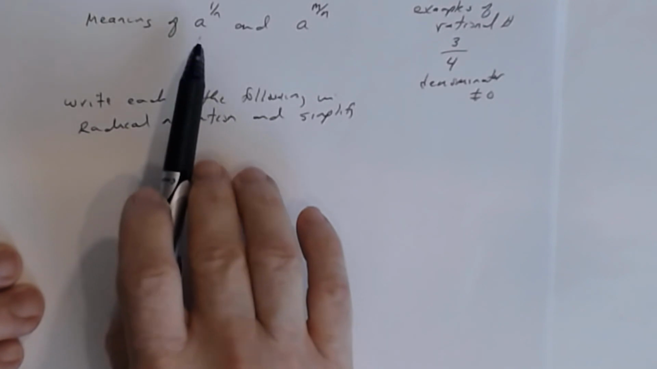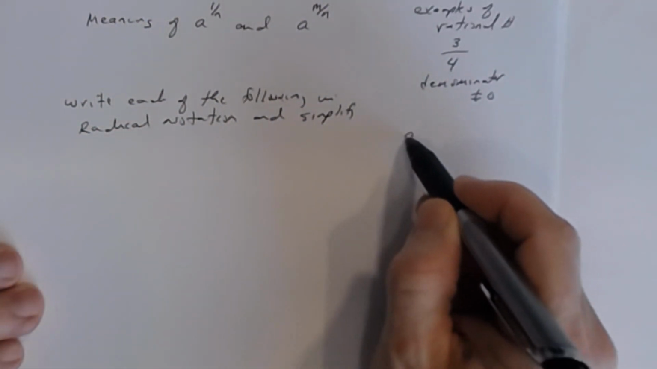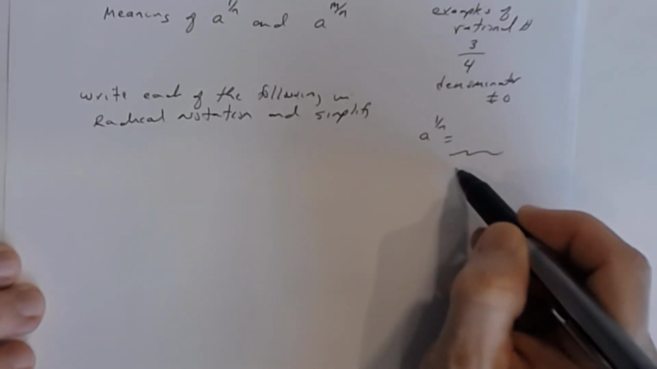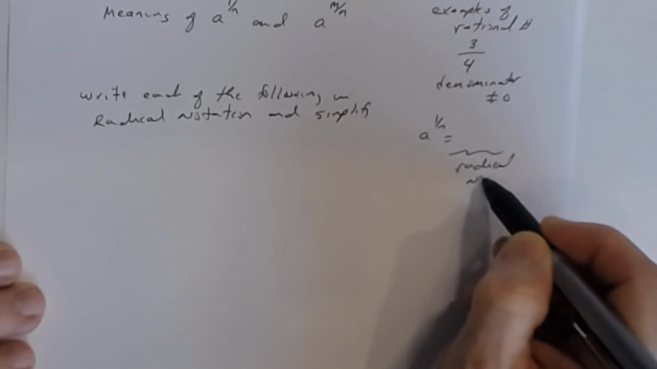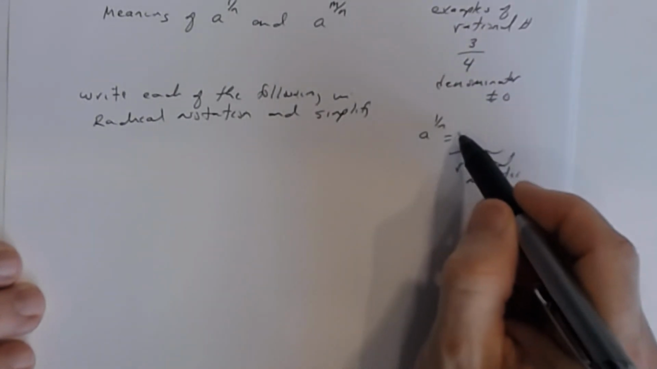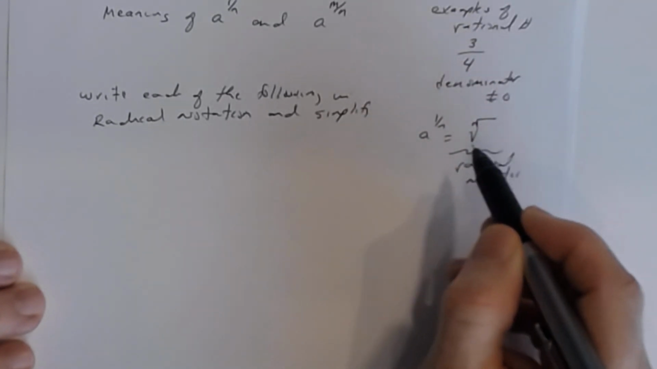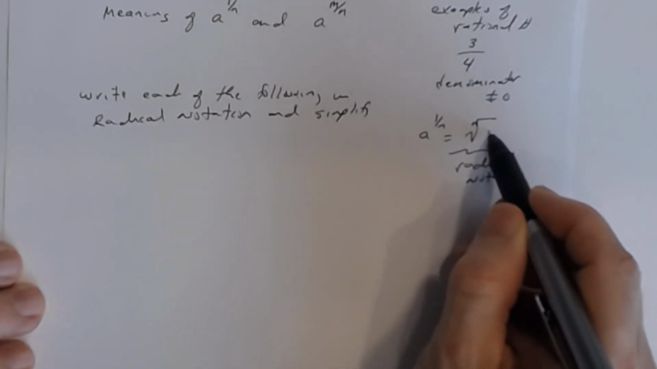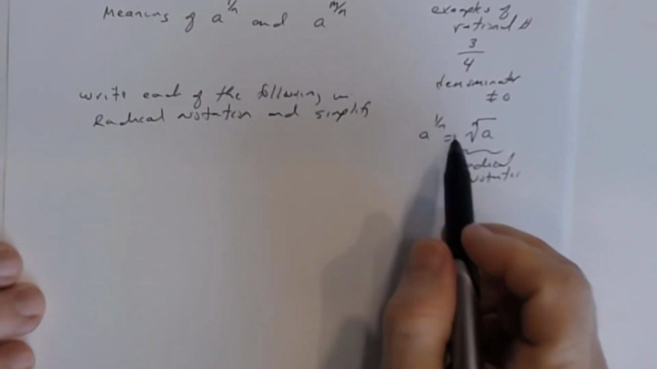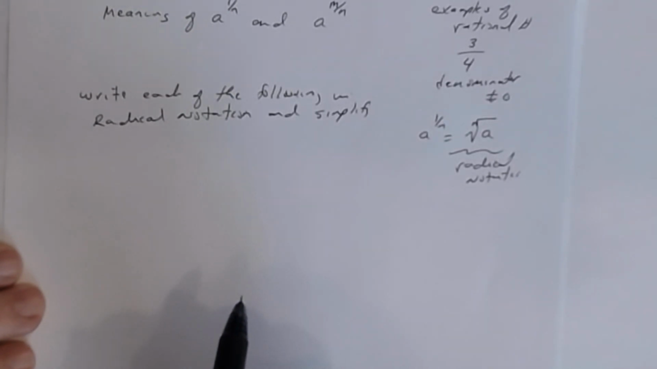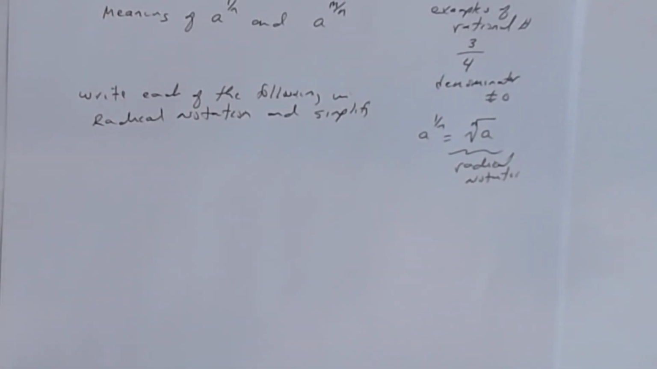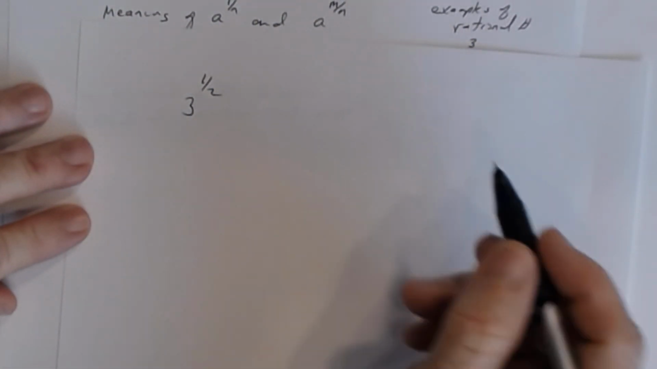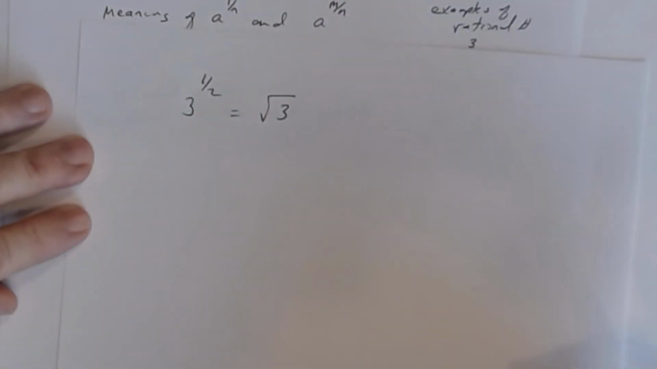Now before we do that, let's talk about what this means right here. So a to the 1 divided by n, in radical notation, means this. You can rewrite this as the nth root. The denominator is the index. So the nth root of a, that's what that means. A to the 1 over n means the nth root of a. For example, 3 to the 1/2 means the square root of 3.